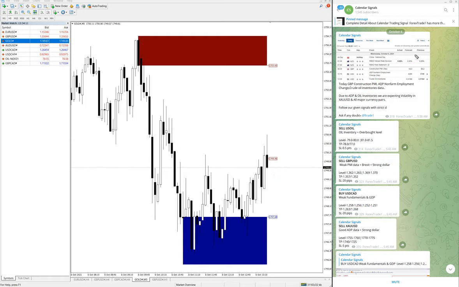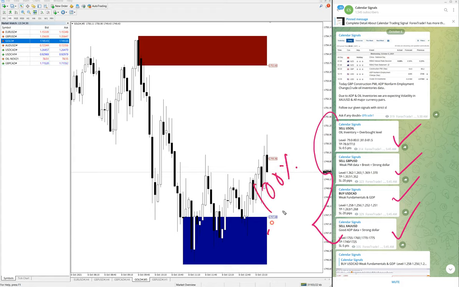So today's signals: sell US oil 1.2 point gain, sell GBPUSD 50 pips gain, buy USDCAD again 50 pips gain, and XAUUSD 10 points gain. So all our four signals performed with 100% accuracy.